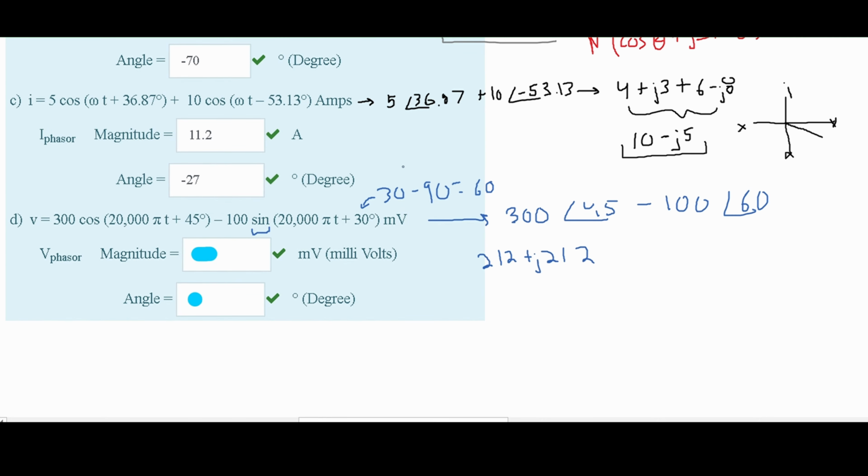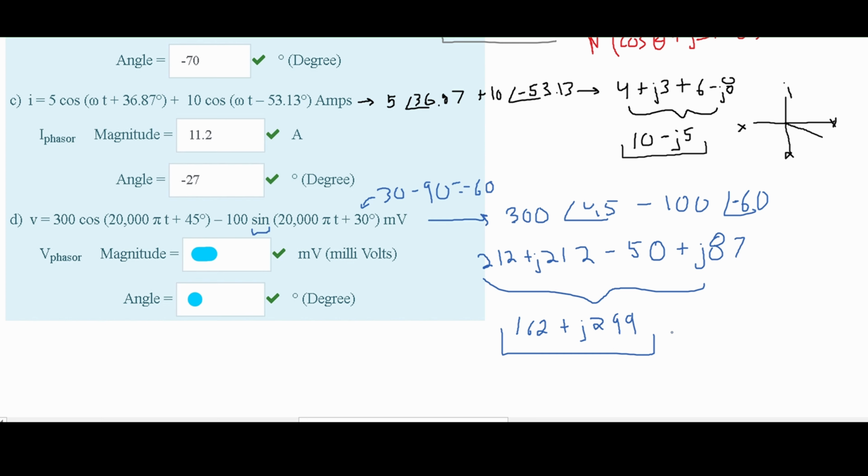Also, I made a mistake right here. It is 30 minus 90, so that will give us a -60 and not just 60. So there should be a -60 here, super important to have that in. And these are going to be the approximate values that we get. Now we can add together the like terms. And for this, we're going to get approximately 162 plus j times 299. This will be the equation for our two functions.